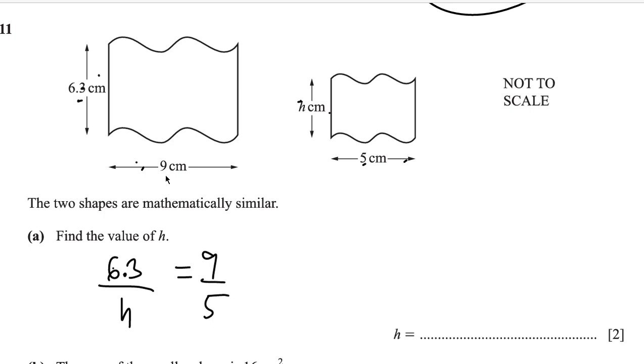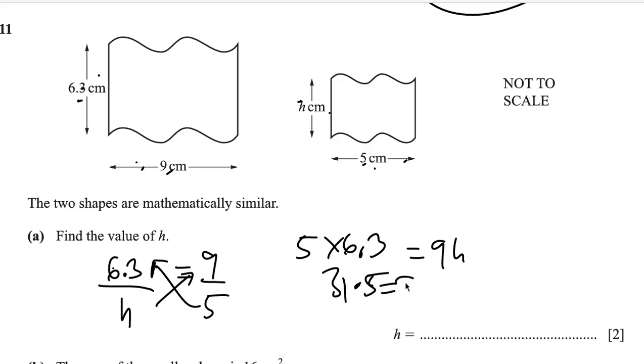This to this, this to this. Our goal is to get the value of h. So we multiply through, and that's 5 times 6.3 is equal to 9h. 6.3 times 5 gives 31.5. So 31.5 equals 9h, and dividing through by 9, 31.5 divided by 9 is 3.5. So h is 3.5 cm.